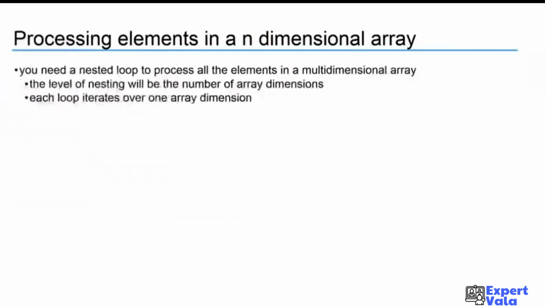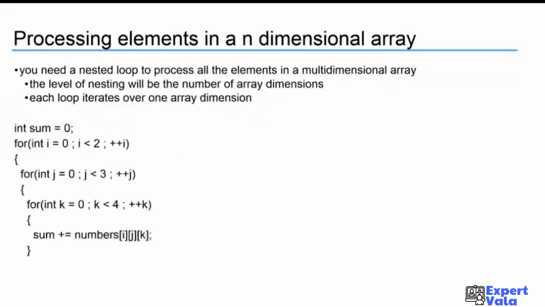I mentioned you are going to use nested loops for multidimensional arrays. Again, it's going to correspond directly to the number of dimensions, and each loop is going to iterate over one array dimension. So it's going to look something like this. This is an example of a 3-dimensional array. You have an outer loop, and then you have 2 inner loops.